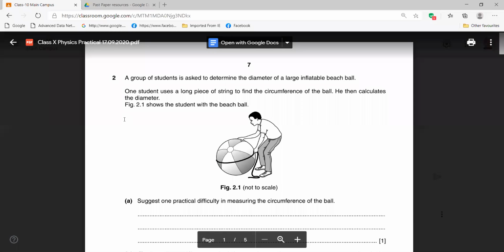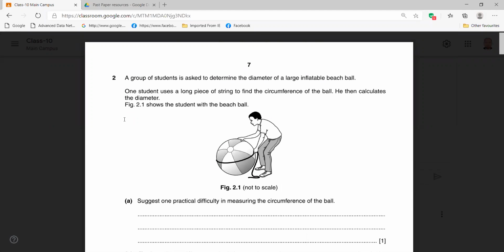We are doing question number 2. Paper 4. Number 2. What should we write exactly? 2A. You already told me that one, you write. And also you write on the screen if possible.